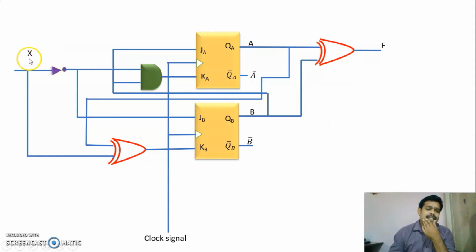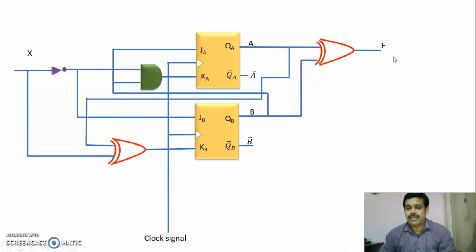And one external variable X. This circuit's output is independent of the external input. It only depends on the states of the flip-flops, that is A and B, the outputs of the flip-flops. So the circuit is what is called a Moore circuit. If the output depends upon the input and present state, then it is Mealy. But here this F is only depending on A and B. A XOR B is nothing but your F. So the circuit is a Moore circuit.